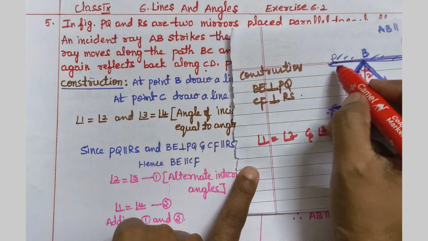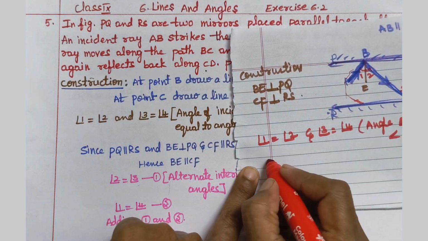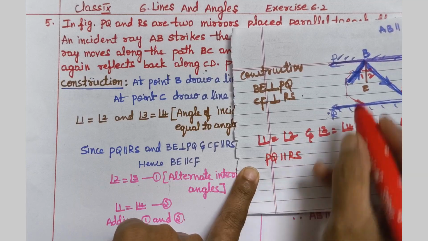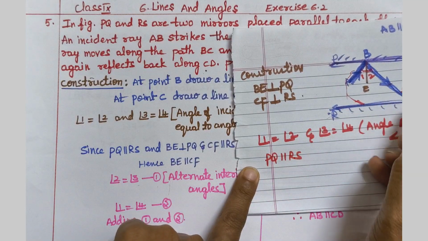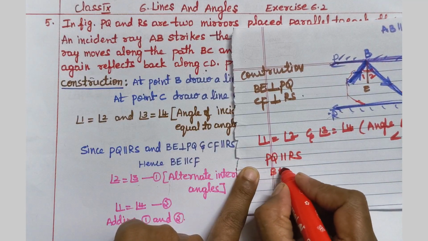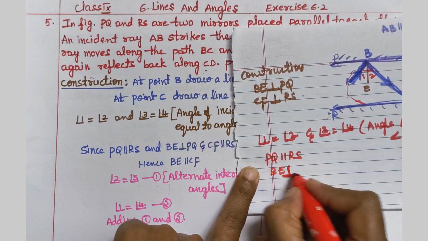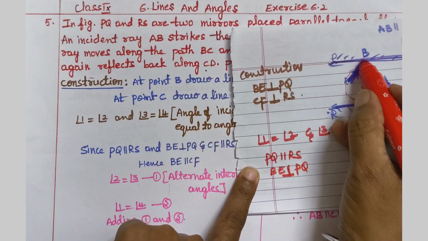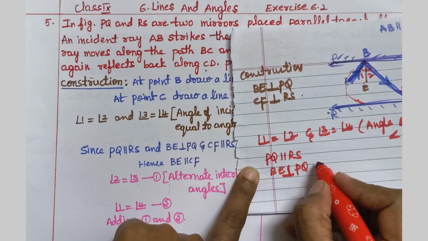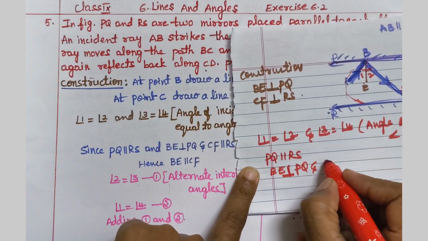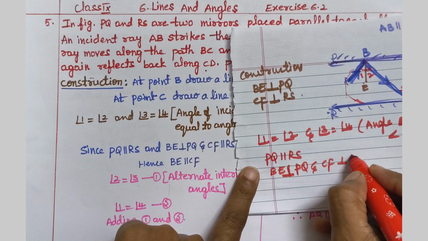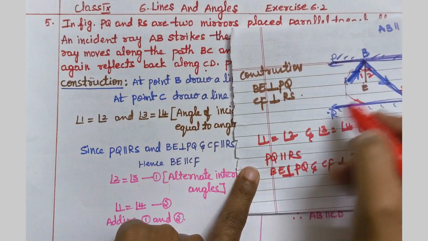Here I will explain. See here, PQ parallel to RS. Okay. Next point you can write, PQ parallel to RS is only given in the question. Next, BE perpendicular to PQ. This BE line is perpendicular to PQ. We did this construction. Next, CF perpendicular to RS. Okay.